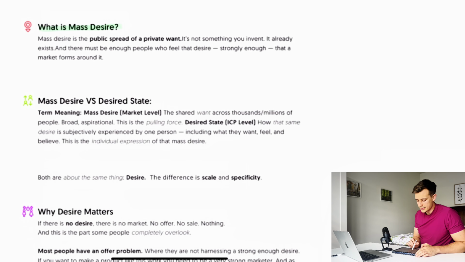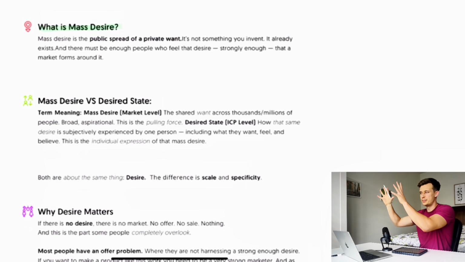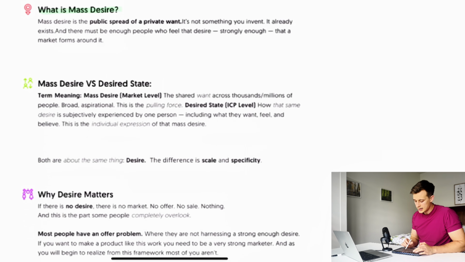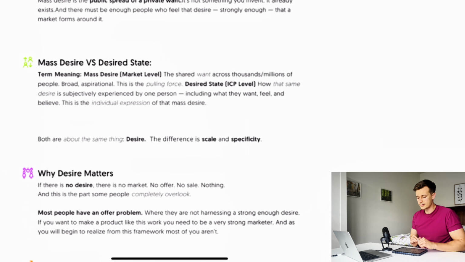Mass desire is the public spread of a private want. All of those people in the desire state, that one singular person that can be multiplied by however many people to build the market, they all have the private want of that desire. The public spread of that private want, that is mass desire. It's not something that you can invent. It's already existing, and there must be enough people who feel that desire strongly enough that a market forms around it. That is mass desire.